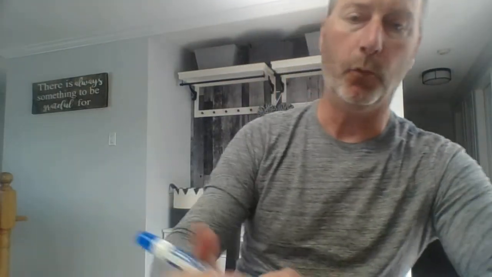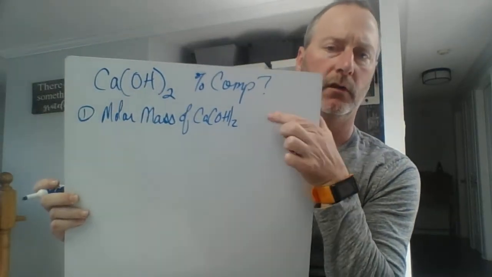So step one, in order to find the percent composition, which is what we want, is the molar mass of Ca(OH)2. First thing we're going to do, we've got to find the molar mass. I'll let you do that calculation on your own, but it will end up coming out to 74.10 units in this one. Units or grams per mole, but we're using units because we're using formula units here.